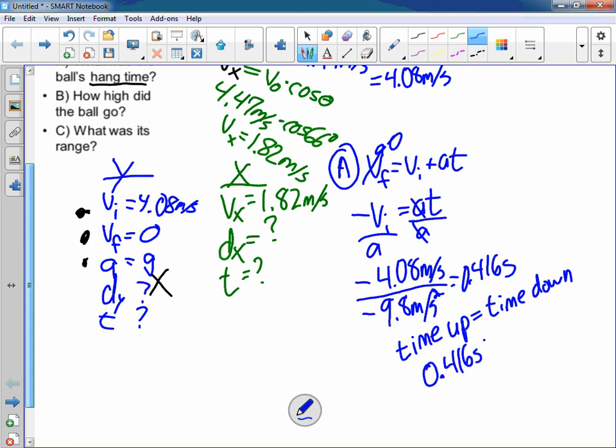0.416 seconds times 2 equals, let's see if we can even do this in our heads, maybe 0.832 seconds, is that correct? Yes. Okay, excellent. So that's the total hang time, the total amount of time it's in the air. Good? Right. Okay, so that is part A.